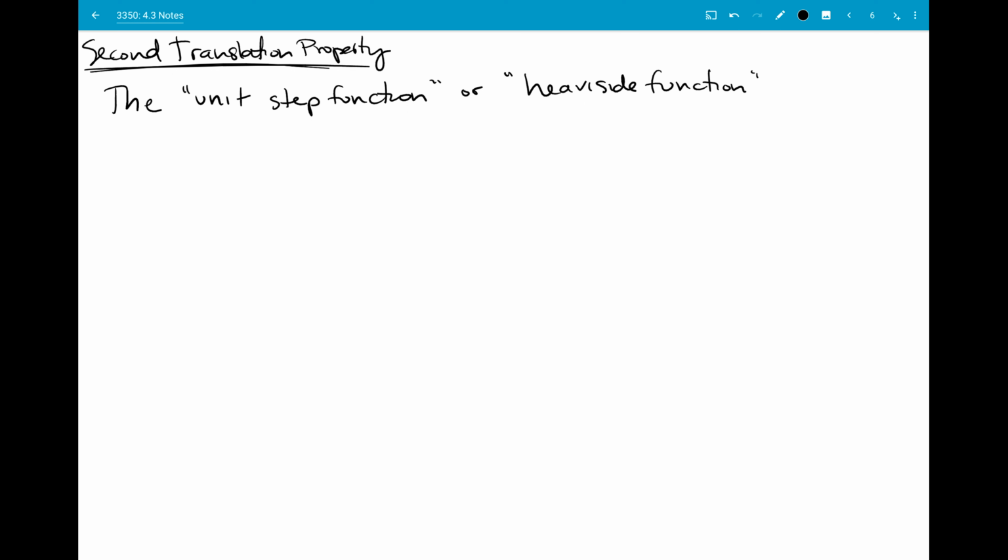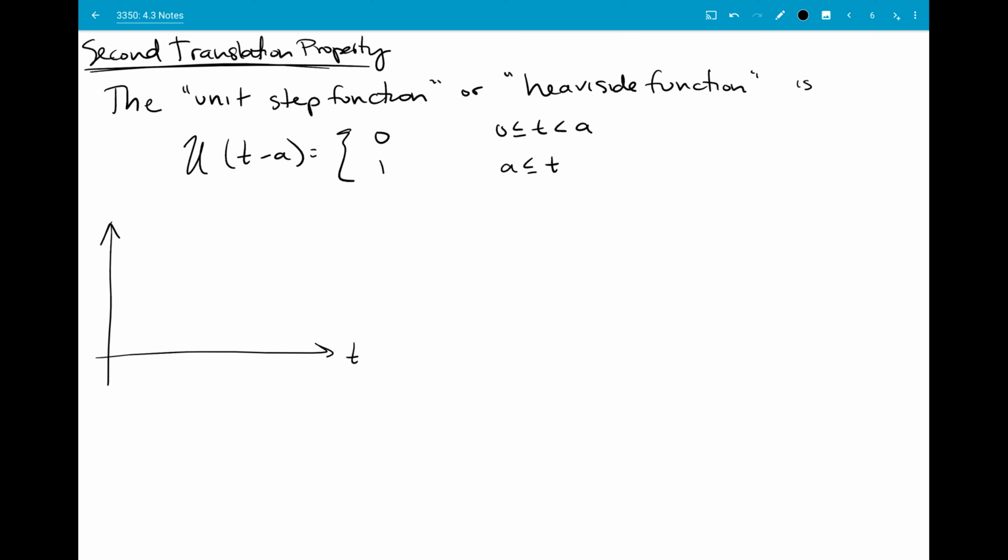It's given by capital U of t minus a is equal to 0 up until t is equal to a, and then it's 1. It's 1 after t is the same as or bigger than a. And what that's going to look like is, here's t, here's some a, here's 1, and here's what u does.